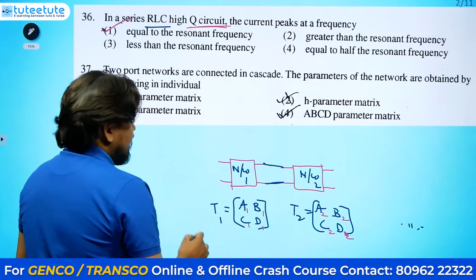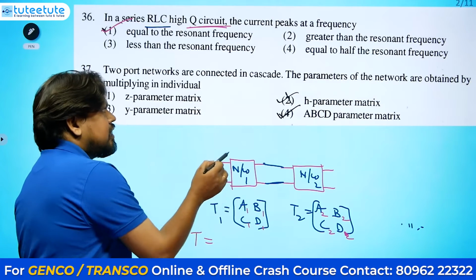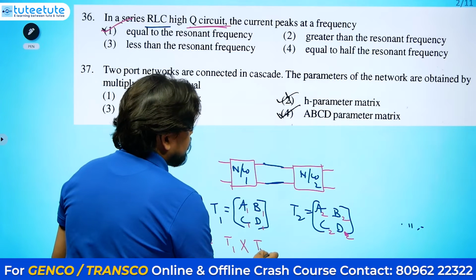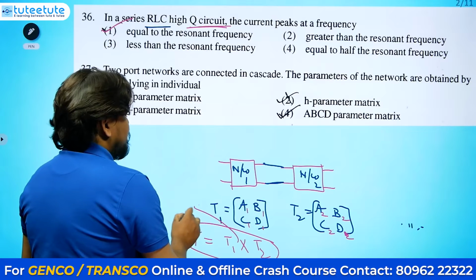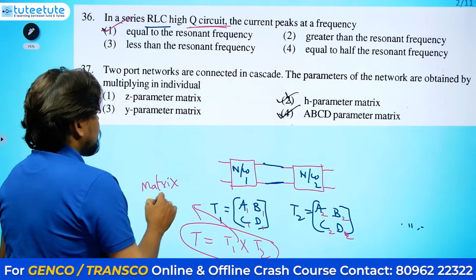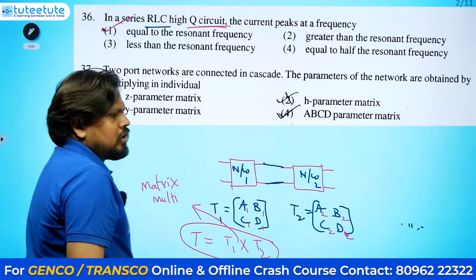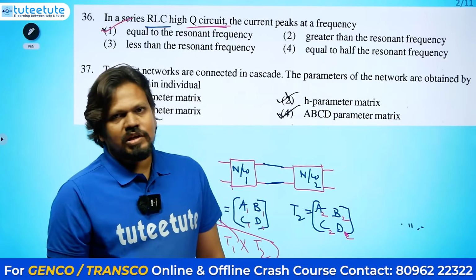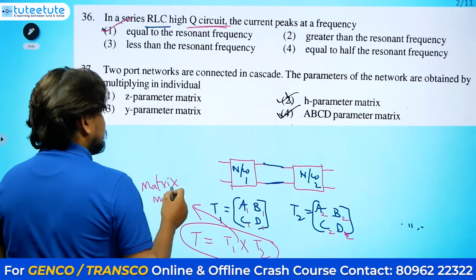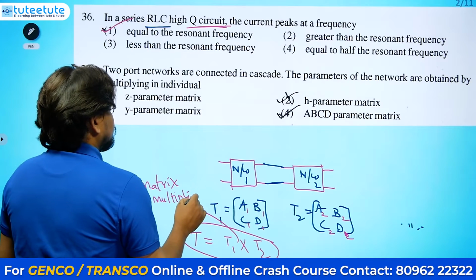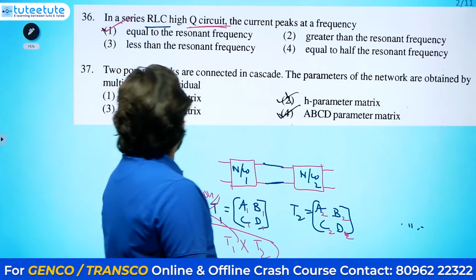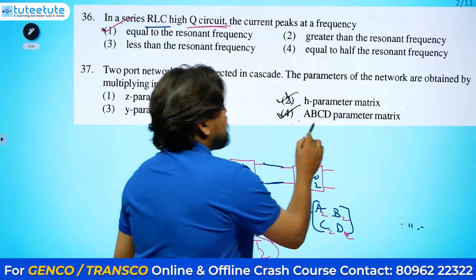Whenever you connect like this, what will happen? The complete ABCD parameters, otherwise the complete T parameters, equals T1 matrix multiplication T2. Not normal multiplication, this is a matrix multiplication. That is also one of the previous year bits. If you don't know matrix multiplication, you need to learn it. It's simple because you have completed mathematical methods, and we will be practicing this many times. So what is the answer for this one? The parameters of the network are obtained by multiplying the individual ABCD parameter matrices.